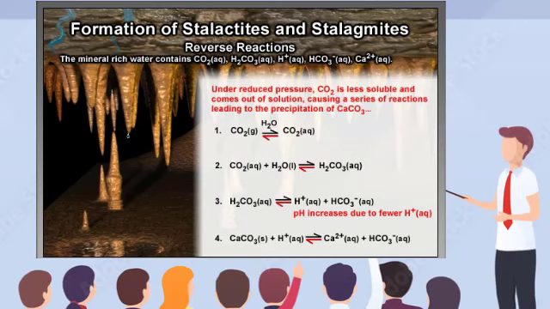If these reactions occur while the water drop hangs from the ceiling or walls of the cavern, the calcium carbonate precipitate contributes to formations suspended from the ceiling called stalactites. If the reactions do not occur until the water drop falls onto the cavern floor, then the calcium carbonate precipitate contributes to formations rising from the floor called stalagmites.